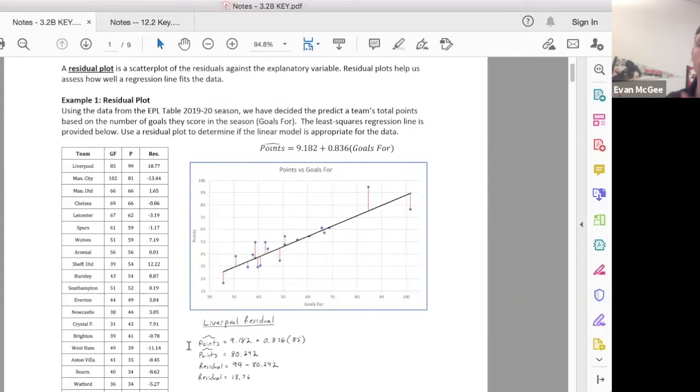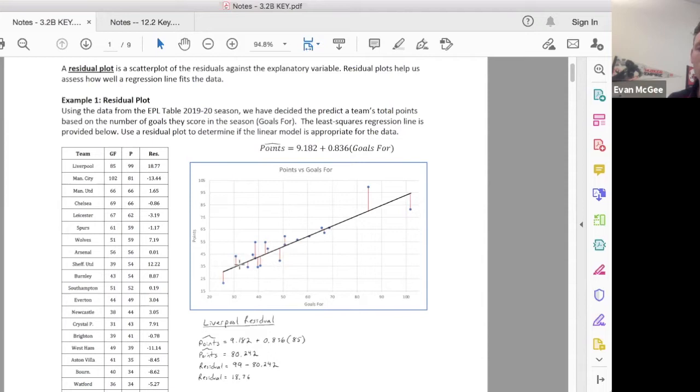So remember, in soccer leagues, teams get points for winning games. They get 3 points for winning a game. They get 1 point for a tie, and they get 0 points for a loss. And the team at the end of the season with the most points wins the league. So there is the scatter plot.